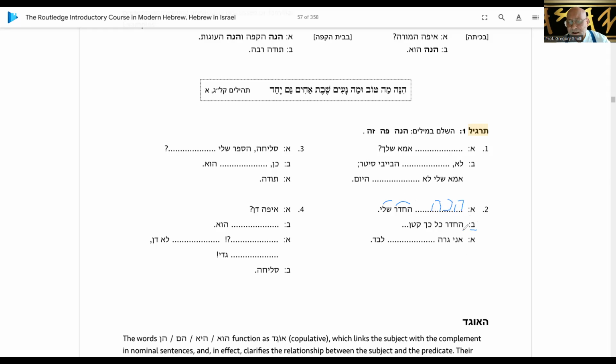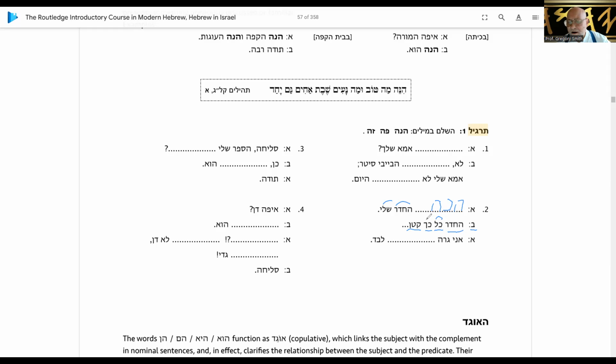Okay, and here is this one here. Haheder kol chak katan. I think I know this, kol is, let's see here, it usually is like everything, but kol chak katan, it's like very small. It's so small. Kol chak katan. Yeah, the room is so very small.